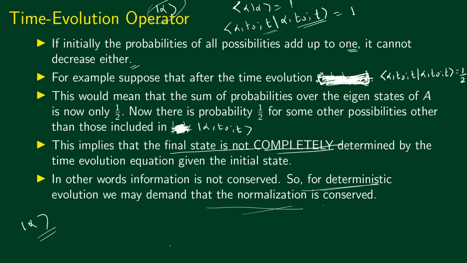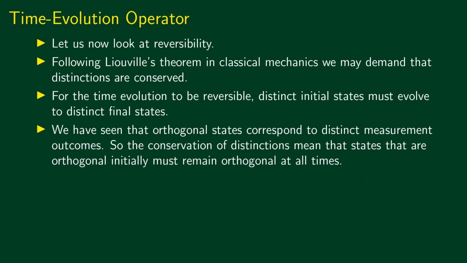Okay, we talked mainly about determinism. Let's now look at reversibility. Following Liouville's theorem in classical mechanics, we may demand that distinctions are also conserved, because if a time evolution equation is to be reversible, the distinctions must be conserved under the evolution. The different states must evolve into different states in the future. Now, for time evolution to be reversible, distinct initial states must evolve to distinct final states, as we said.